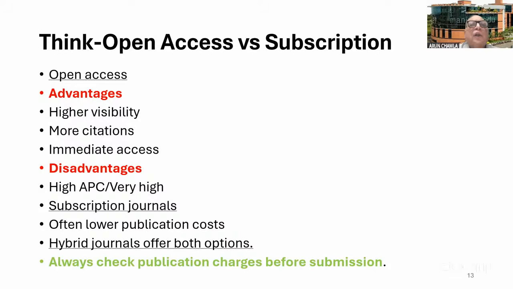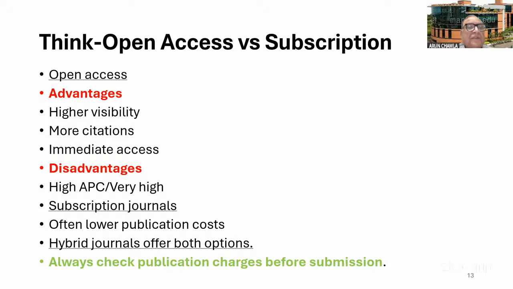When you are looking for the choice of a journal for your manuscript, there are different types of journals. Some give you a little easy way. There are open access journals. What is the advantage? It means very, very higher visibility. Because it's open access, anybody can read it. And because it's well read and more visible, it gets more citations and immediate access for the publication.